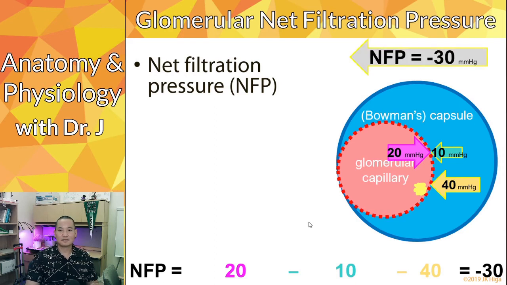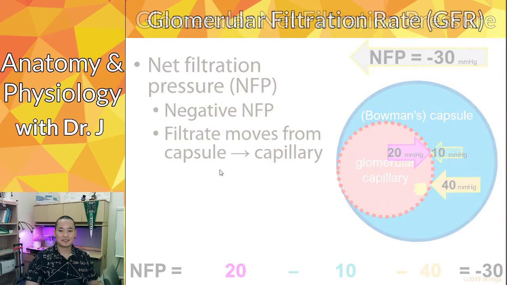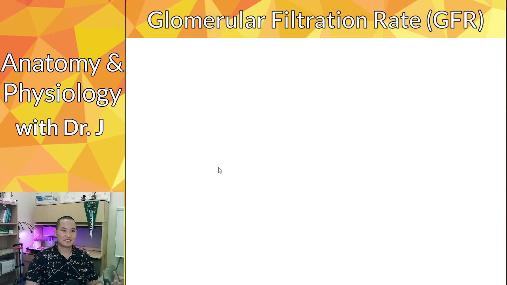Because it's negative, which way is the fluid going to go? Yep, because it's negative, these two forces are going to win out. So because you have 50 over here and 20 over here, this is going to force fluid back into the capillaries, which is not the direction we want to go. So negative NFP, filtrate is going to move overall from the capsule into the capillary. So we're not getting filtration overall from our glomerulus into the surrounding tissues.